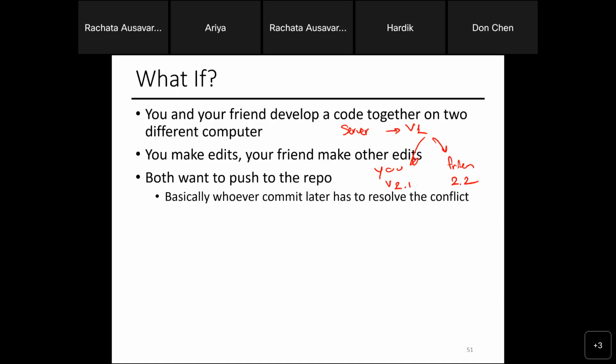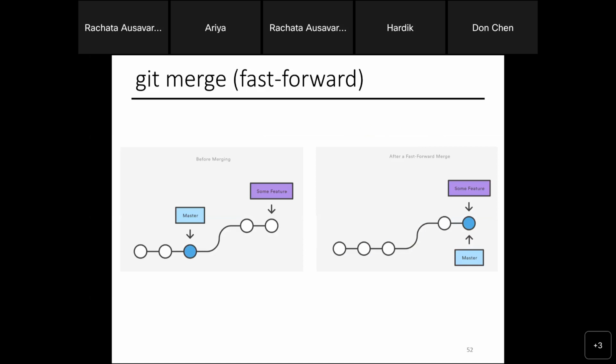So let's say you push to the server first. The server will be updated from version 1 to version 2.1. Then your friend who has the version 2.2, when your friend is pushing, they will have to resolve the conflict. They'll have to make sure that after the merge, everything is correct. So before merging, there are two merges that can happen.